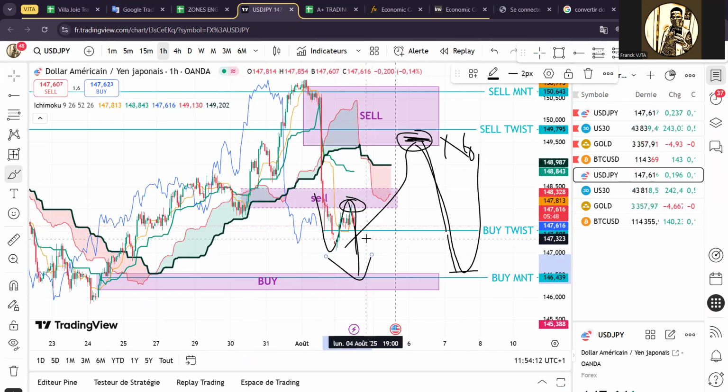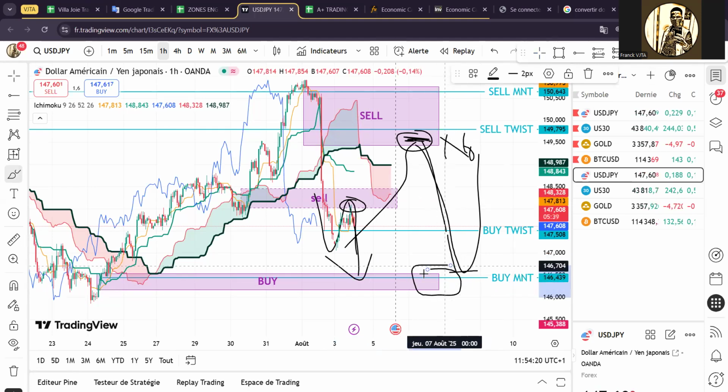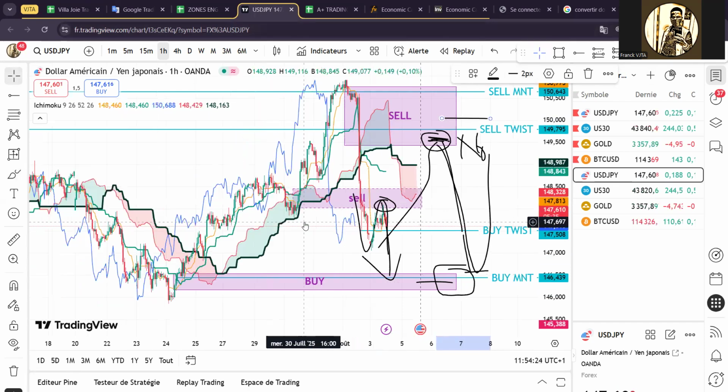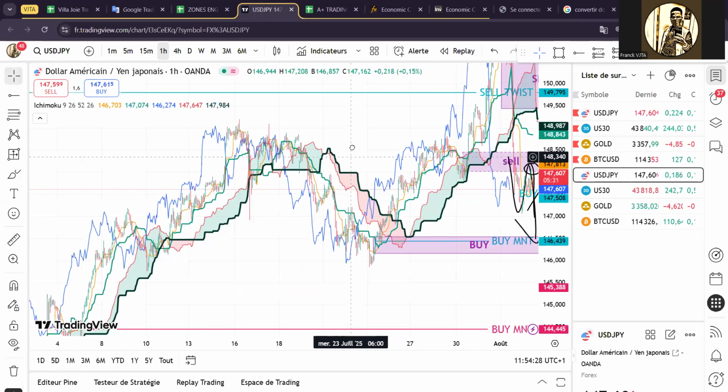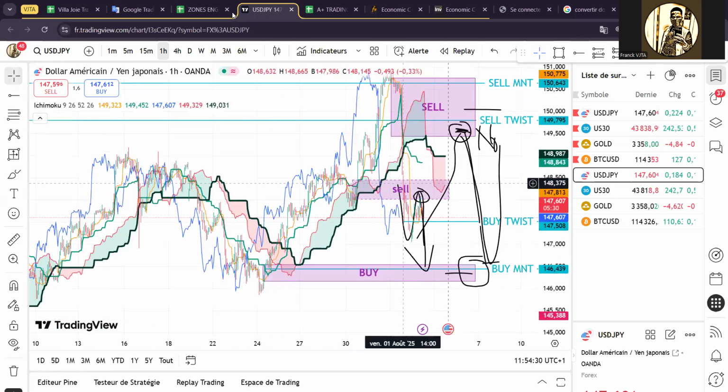So the golden zones are H1 major zones. Those are the golden zones. H1 major zone, year and year. Those are the golden zones because this is where you can have major reversals, big reversals. I showed you this already in the past.